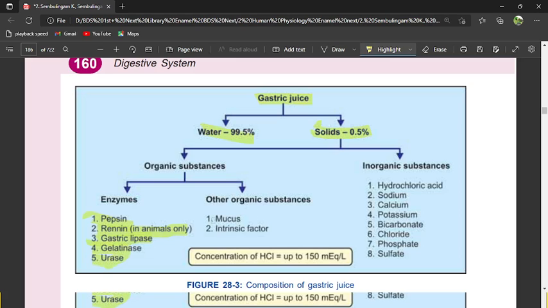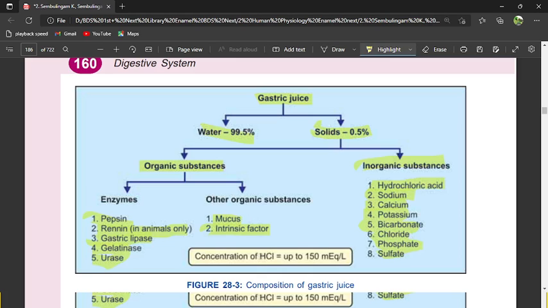And it is also releasing some mucus and intrinsic factor जो कि आपके विटामिन B12 के लिए इंपॉर्टेंट है, जो कि आपके ऑक्सीटिक सेल्स रिलीज करते हैं। ऑर्गेनिक इनऑर्गेनिक सब्सटेंसेस, what it is releasing along with water, solid, so many important enzymes it is releasing in organic compounds, और इनऑर्गेनिक में भी इतनी इंपॉर्टेंट चीजों को दे रहा है। तो ये क्या है, हाइड्रोक्लोरिक एसिड, sodium, calcium, potassium, bicarbonate, chloride, phosphate and sulfate.